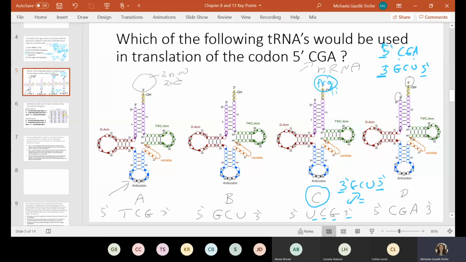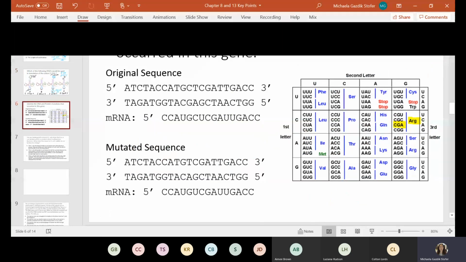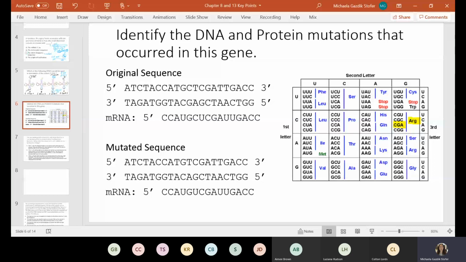Whereas we luckily have the codon chart, which makes our life a lot easier when we go to do these types of problems. So this question is going to ask us to identify both the DNA and protein mutations that are occurring in this gene. In order to do that, first you need to be able to translate. And for this class, I will always give you the messenger RNA sequence.